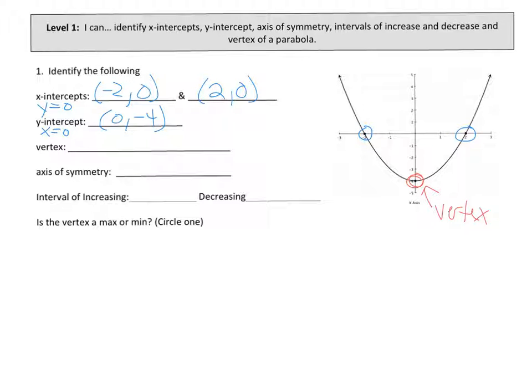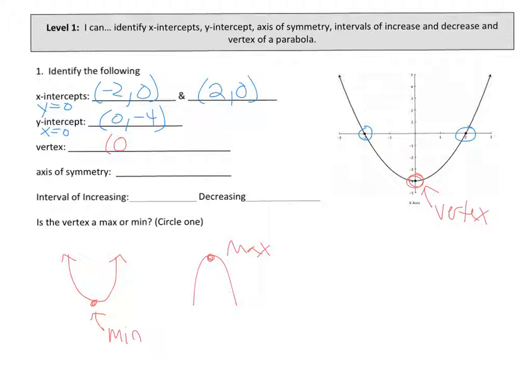If your parabola is right side up, it has a lowest point for the vertex, which we call a minimum point. And if the parabola is upside down, the vertex is the maximum point. The vertex in this case, since it was the same as the y-intercept, it won't always be, but it's the coordinates 0, -4.